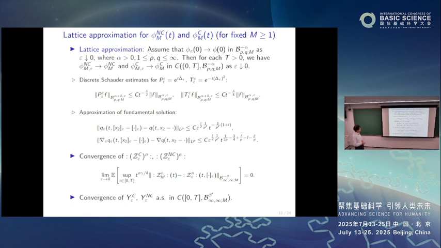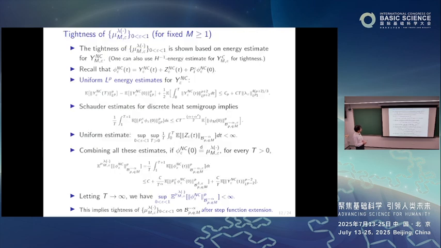But these are just the technical things. Then we want to show the compactness, that is the tightness. The torus size is fixed, but the lattice size epsilon, we want epsilon to go to 0.